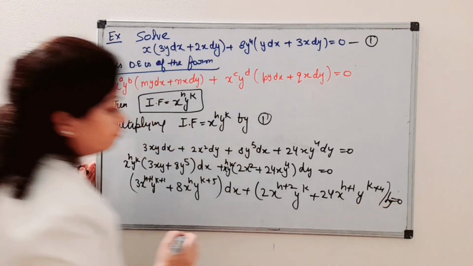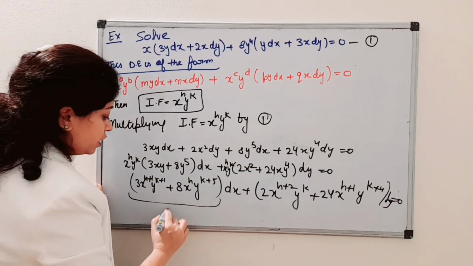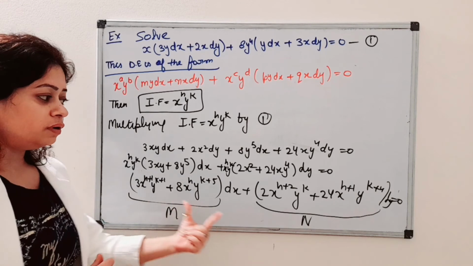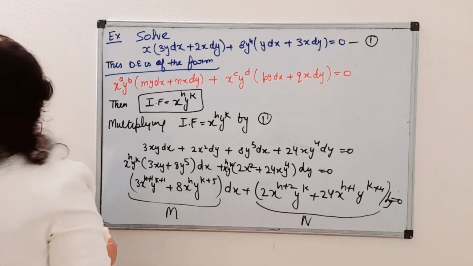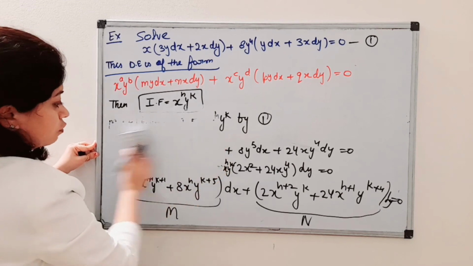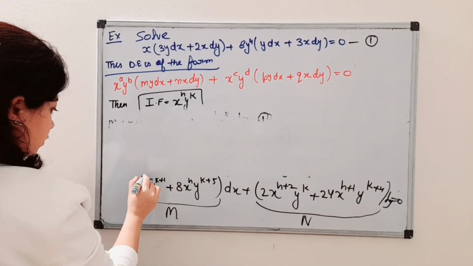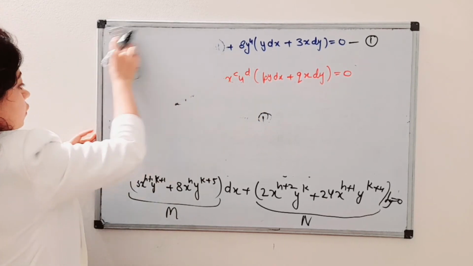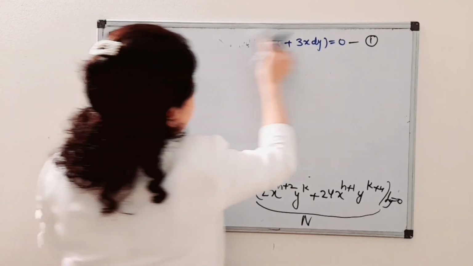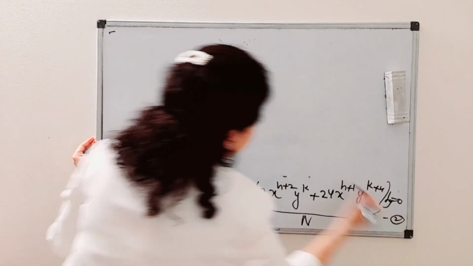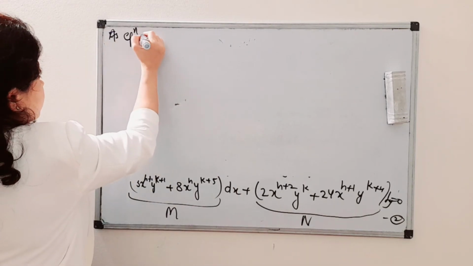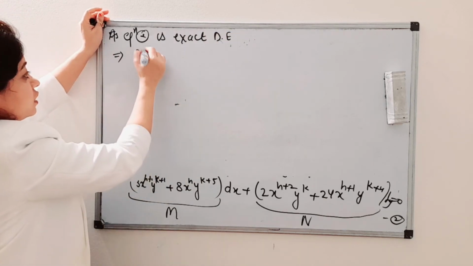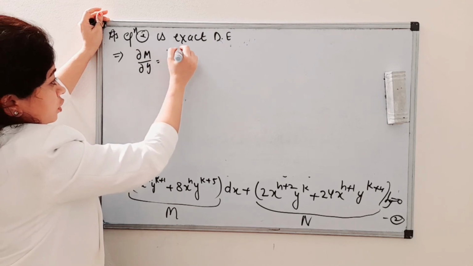Okay, equal to 0. Now we have M and we have N, and this differential equation is exact. So whenever we have an exact differential equation, we can write, as equation number 2 is exact differential equation, this implies curly M by curly y is equal to curly N by curly x.